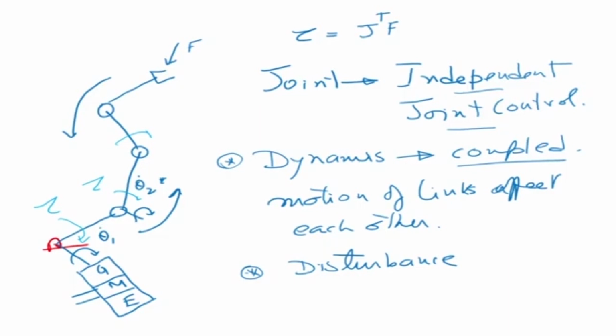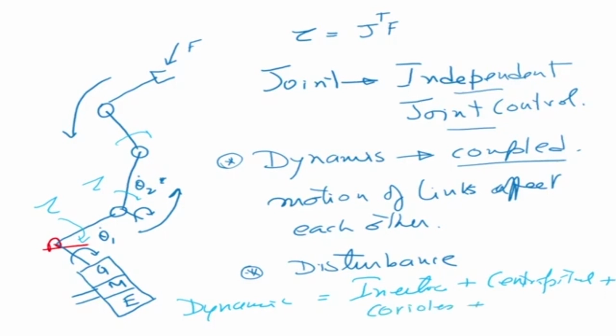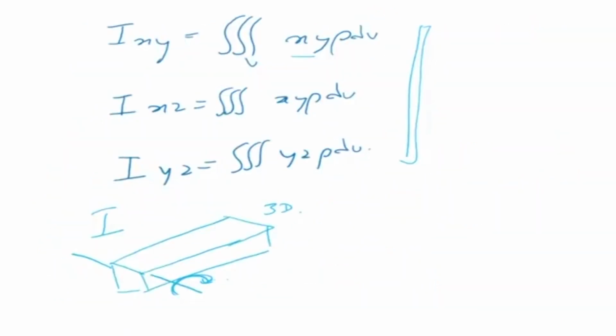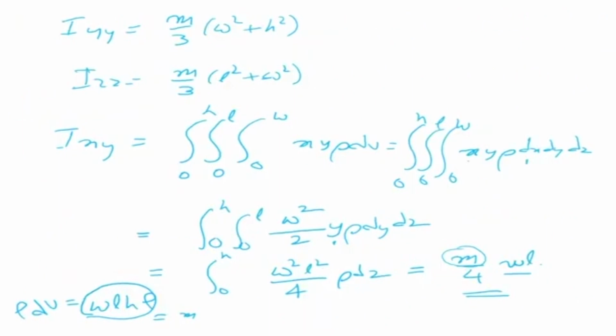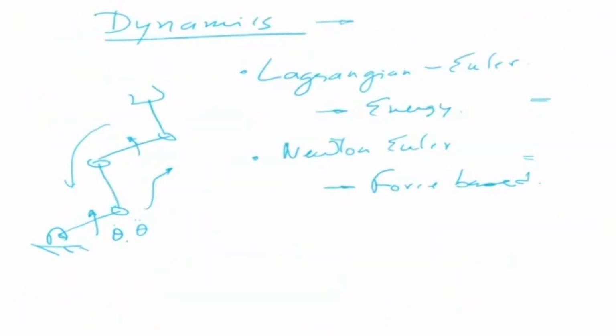Now what are the different kinds of forces? There are inertia forces, so dynamics is dealing with inertia forces, plus there is centripetal force, because the link is rotating, plus there is Coriolis force, plus there are gravity forces. So the objective of dynamics is to find the torque acting at the joint, that is tau 1, tau 2, tau 3 when the robot is moving.